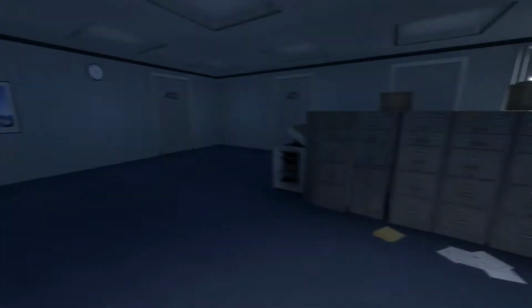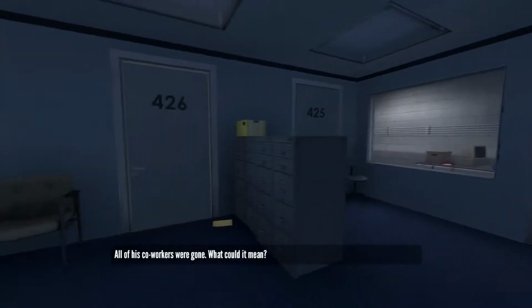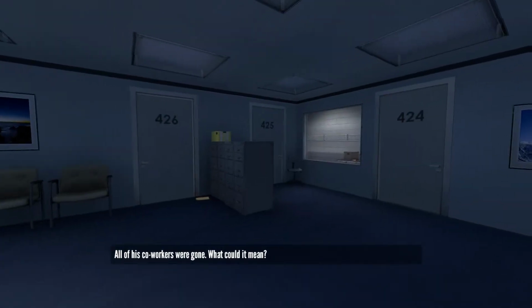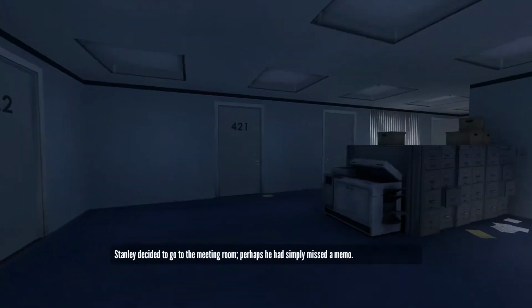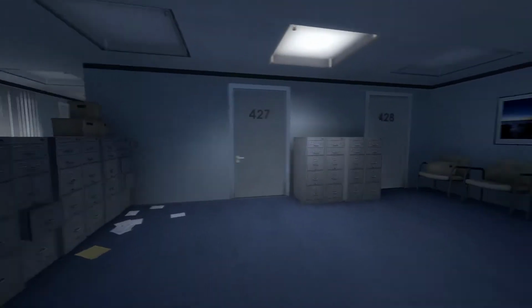What? What the shit? All of his co-workers were gone. What could it mean? Stanley decided to go to the meeting room. Perhaps he had simply missed a memo.